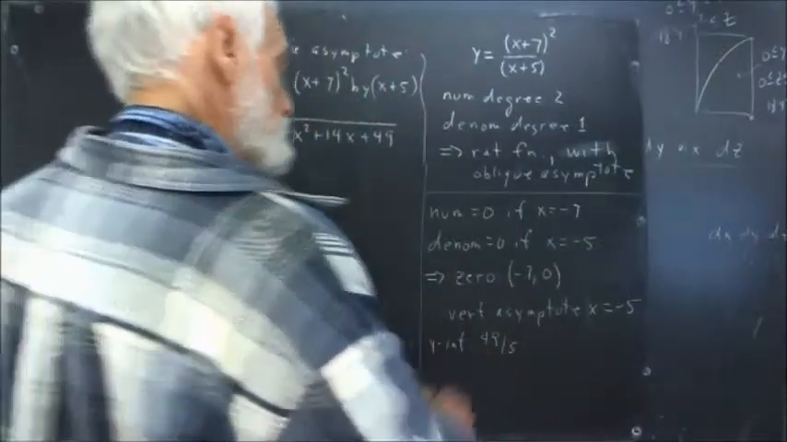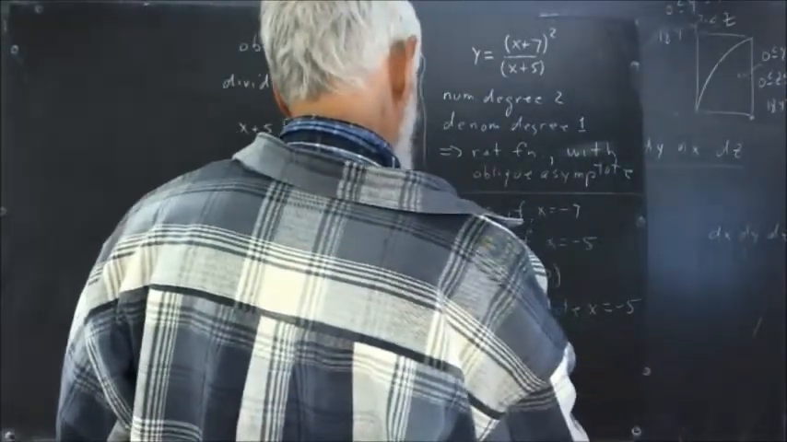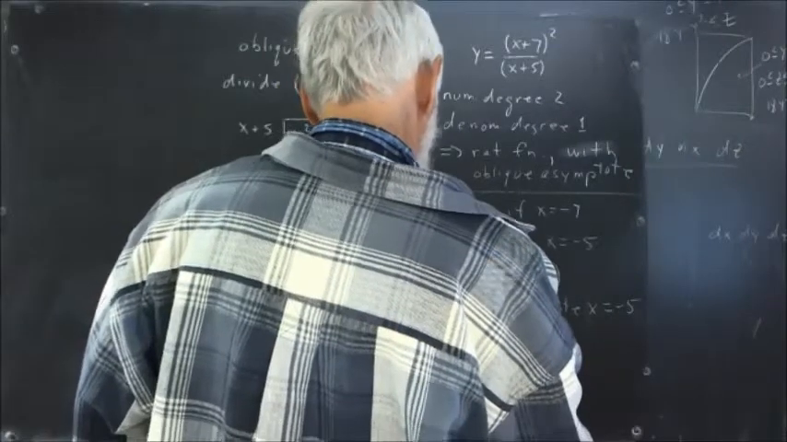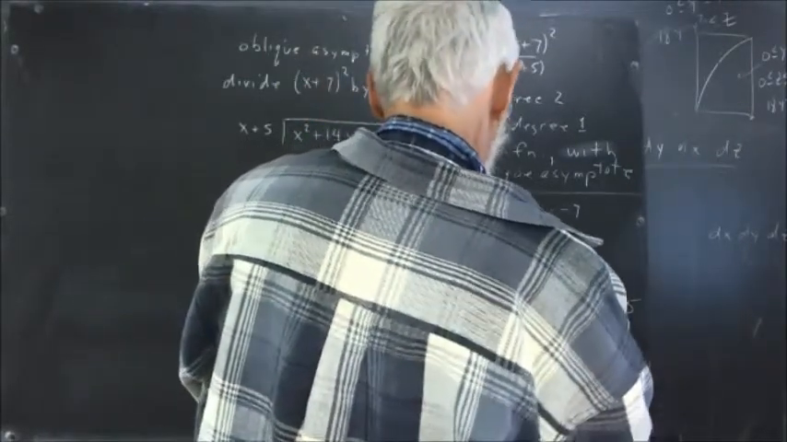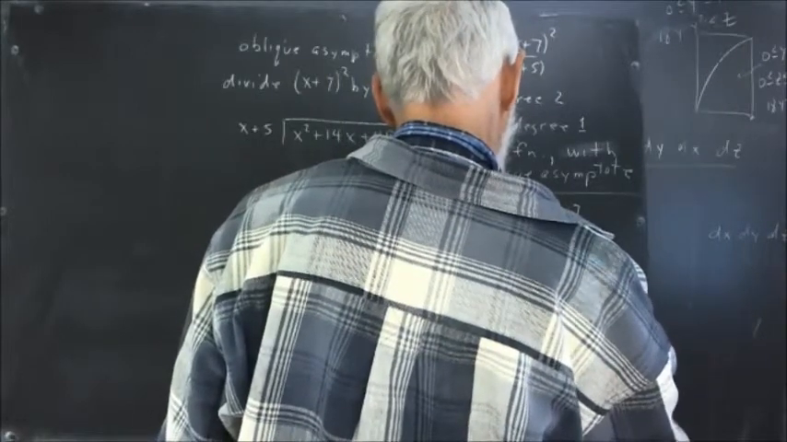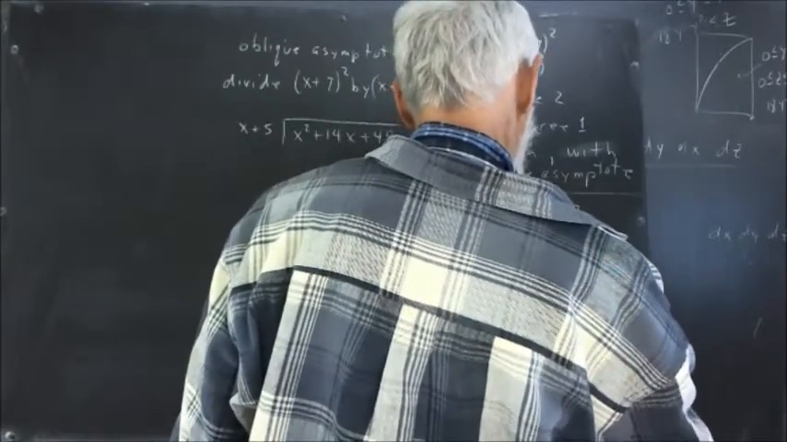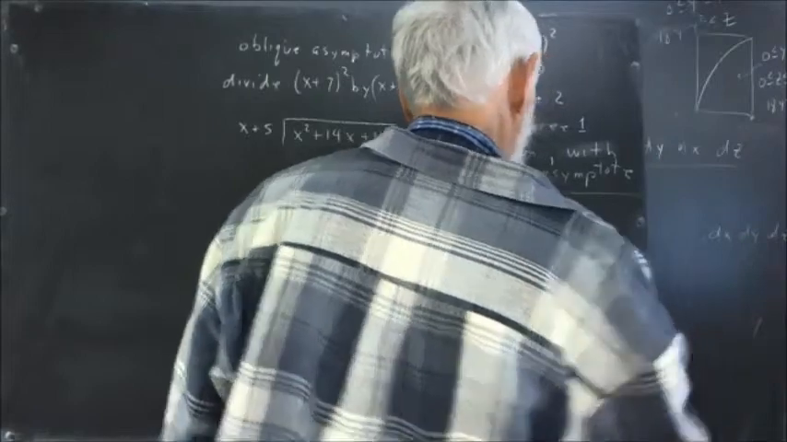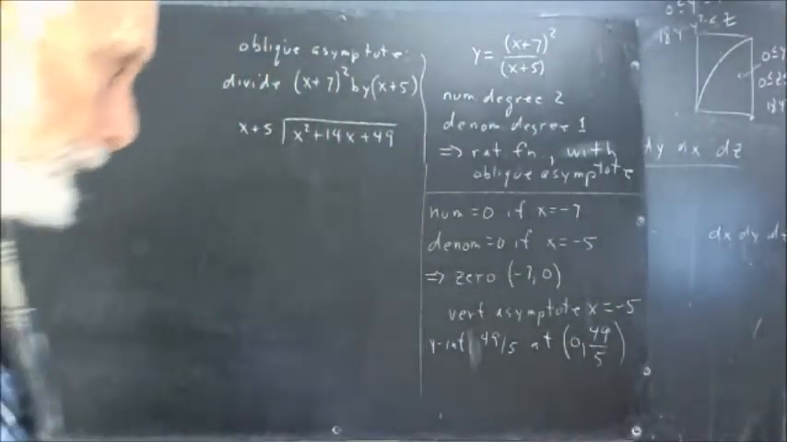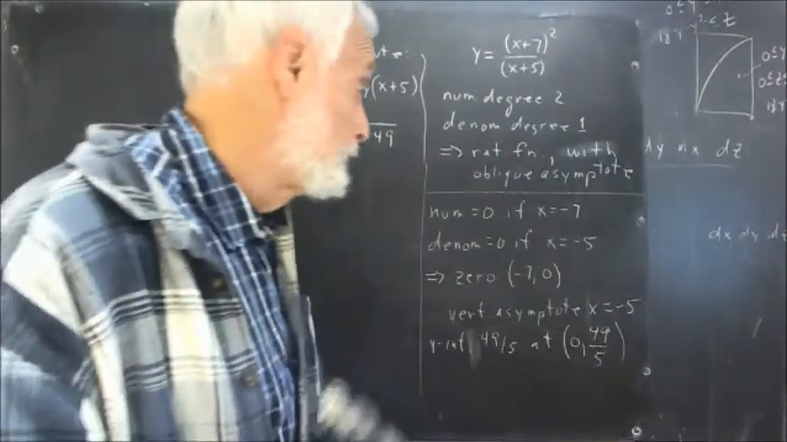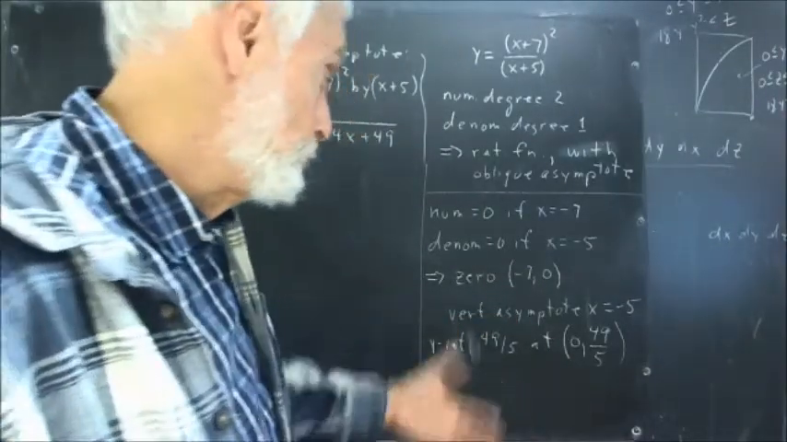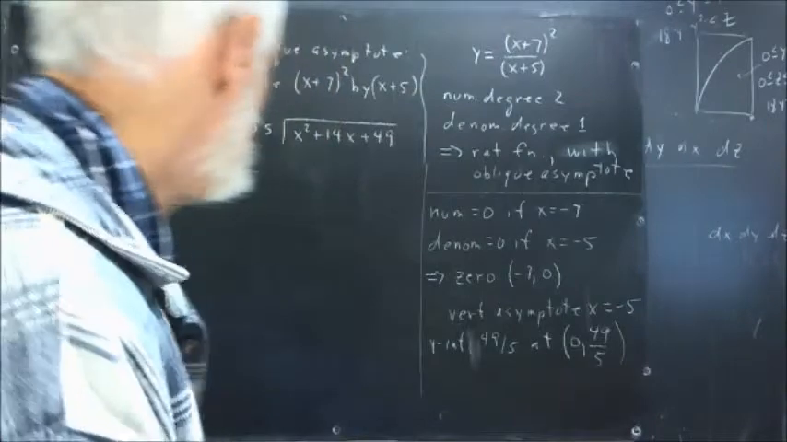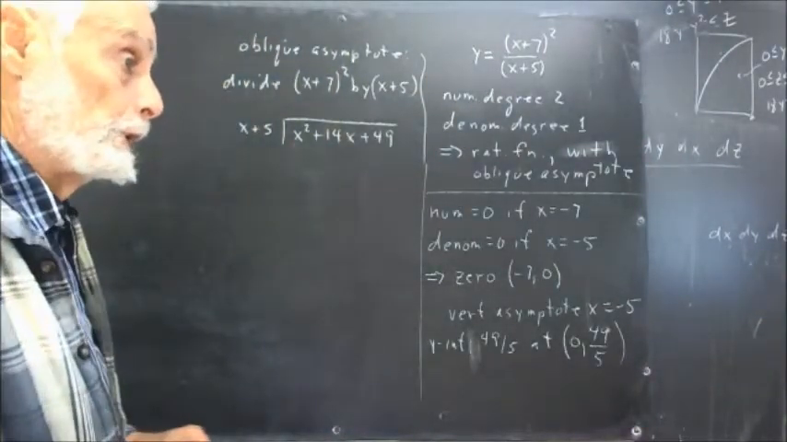The y-intercept is at 49/5, and actually if we want to label that as a point, we could say it's, now there isn't room to do that. So we'll just write that as (0, 49/5). That's about (0, 10). So we already have a lot of information. We have a 0, we have a y-intercept, that's 2 points, and we have a vertical asymptote. And we'll analyze that a little further in a minute.